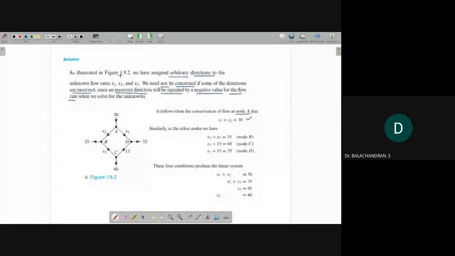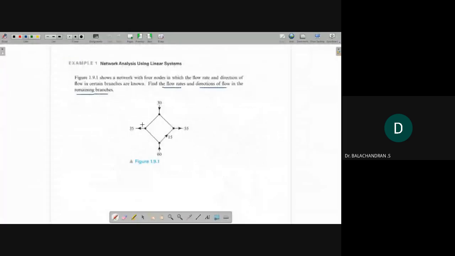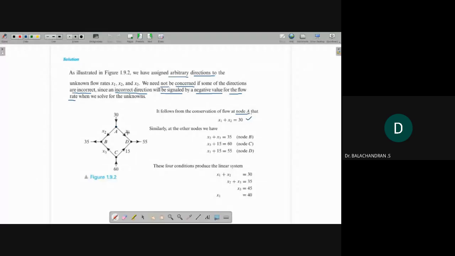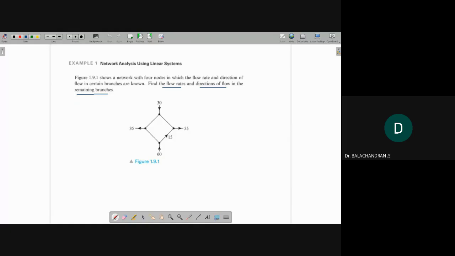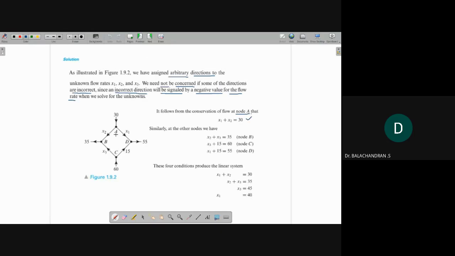So here, as illustrated in figure 1.92, we have assigned arbitrary directions to the flow rates x1, x2, x3. Originally you have just the diagram. This is x1, this is x2, this is x3. I think this is x4, but here they gave it as 15, so there is no need to take x4. So x1, x2, x3, because these three we don't know.